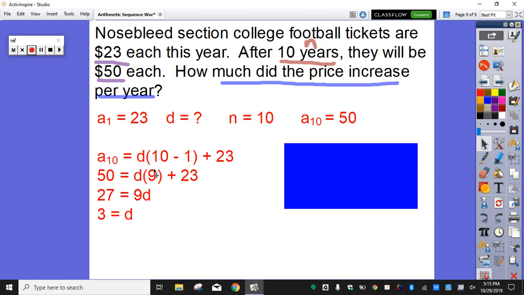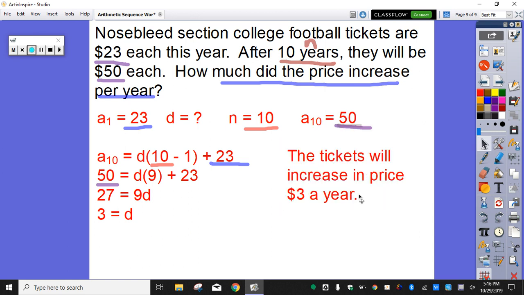Putting all that information into the formula, I would have my first term of 23 at the end. My 50 would go here because that's what A sub 10 equals. My N value of 10 would go here in the parentheses. And here I am with the variable on the right side. So I can solve using inverse operations, and I get D equals 3. So that tells me that the tickets will increase in price $3 a year.